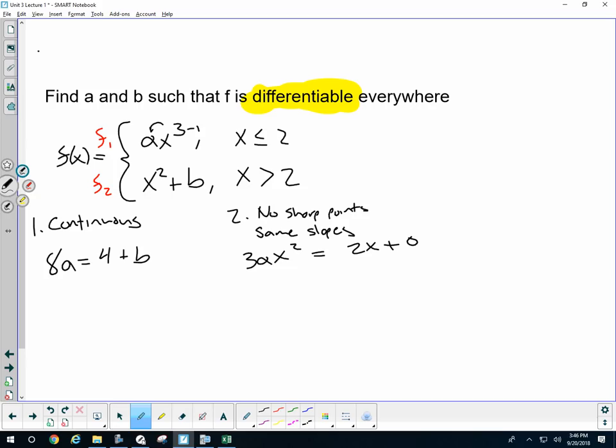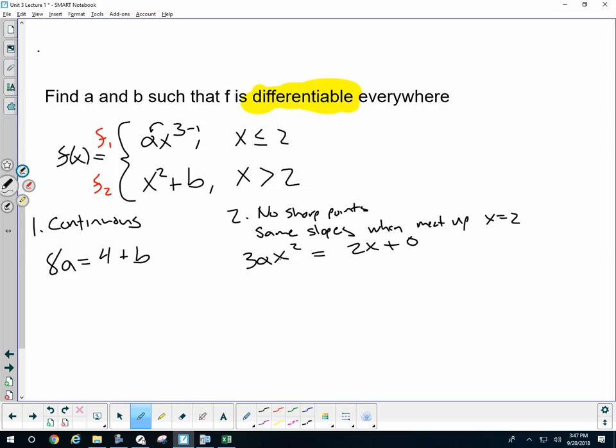Now, do these slopes need to be the same everywhere? No, because I'm using the top piece. The top piece is going to just have whatever slope it has. The bottom piece, whenever I'm using it for x greater than 2, slopes are fine. It's just the slopes need to be the same when they meet up. That's at x equals 2 in this situation.